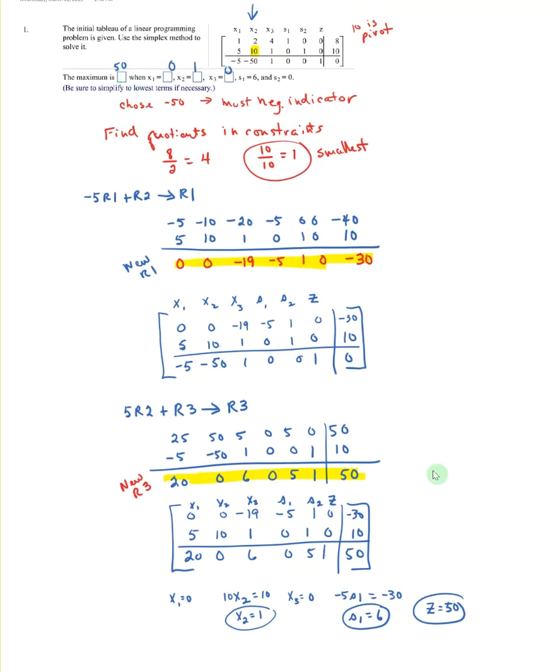It wanted to know the maximum, which is always the z value. It wanted to know the rest of these, and it wrote down what S1 and S2 were. So that is number 1.